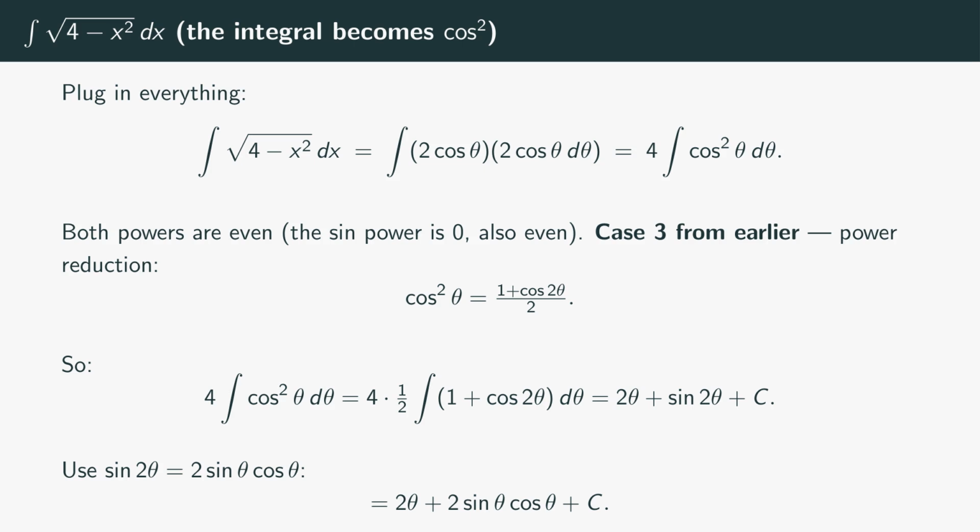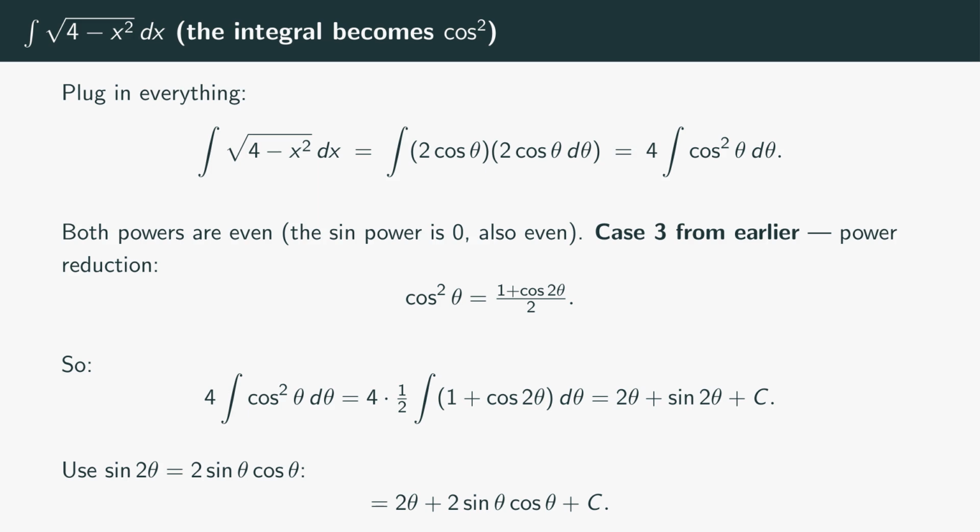Wait, let me redo the arithmetic. 4 times 1/2 is 2. So 4 times the integral of cosine squared theta d theta equals 2 times the integral of the quantity 1 plus cosine of 2 theta d theta. That's 2 theta plus sine of 2 theta plus c. The integral of cosine of 2 theta is sine of 2 theta over 2, and the 2 out front cancels the half. Clean. Almost done.